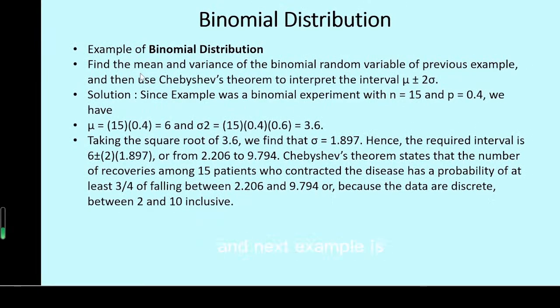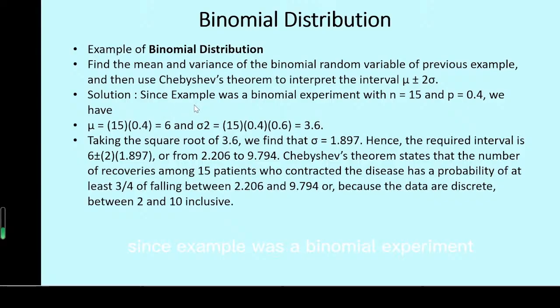And the next example is: find the mean and the variance of the binomial random variable of the previous example, and then use Chebyshev's theorem to interpret the interval mu plus or minus 2 sigma.